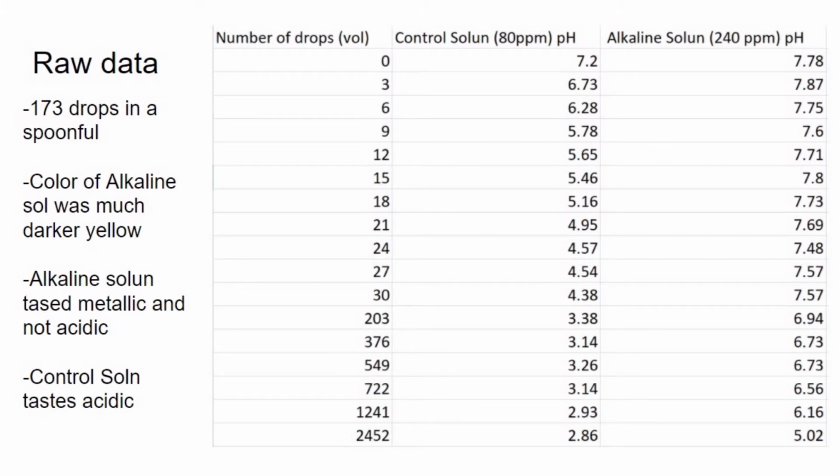Alright, so I just got back from doing my experiment. I've thrown all of my raw data into this table right here. As you can see, I have my volume of acid, which is represented in units of drops, so I was just counting the drops. And then in this column, we have the pH of the control solution, which had an alkalinity of 80 ppm. In this column, we have the pH of the alkaline solution, which had an alkalinity of 240 ppm. Both of these were measured with the strips, as you saw in the video.